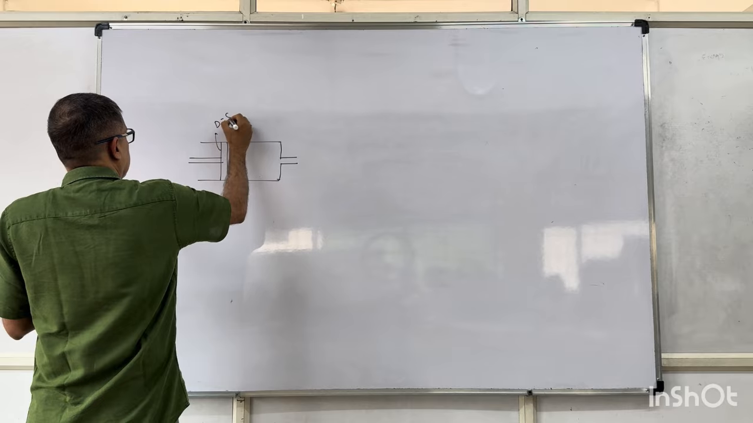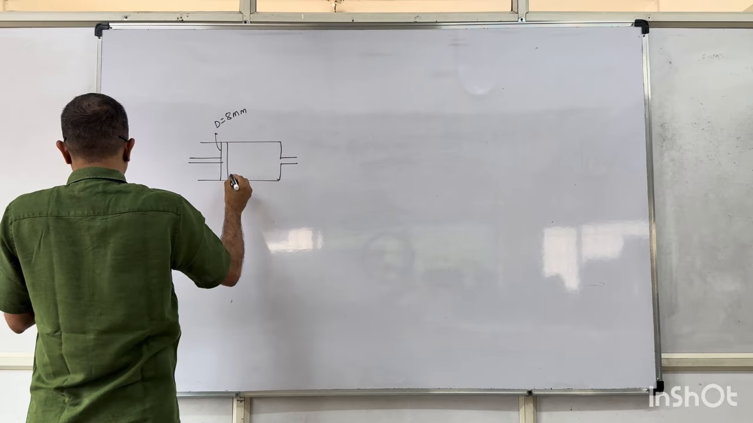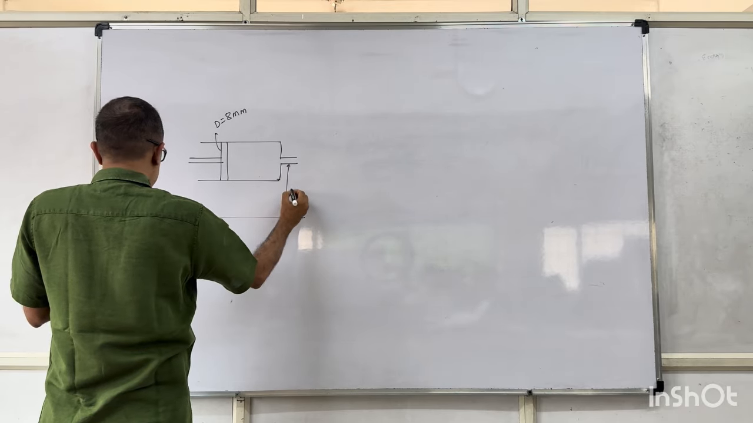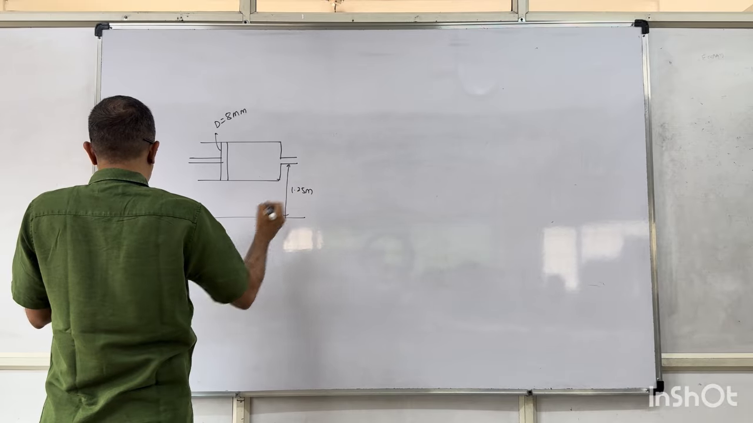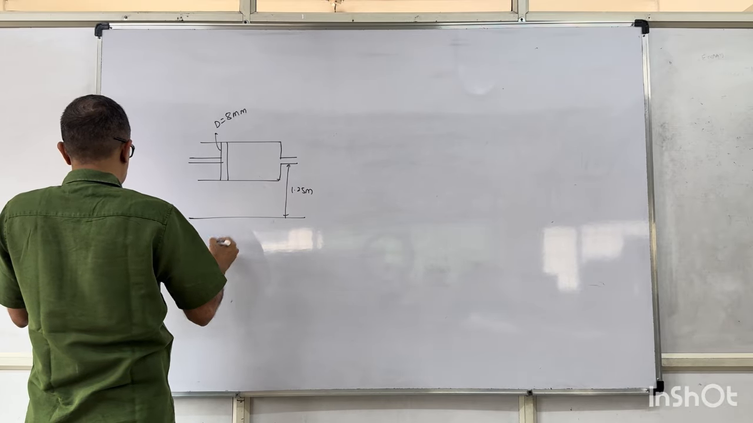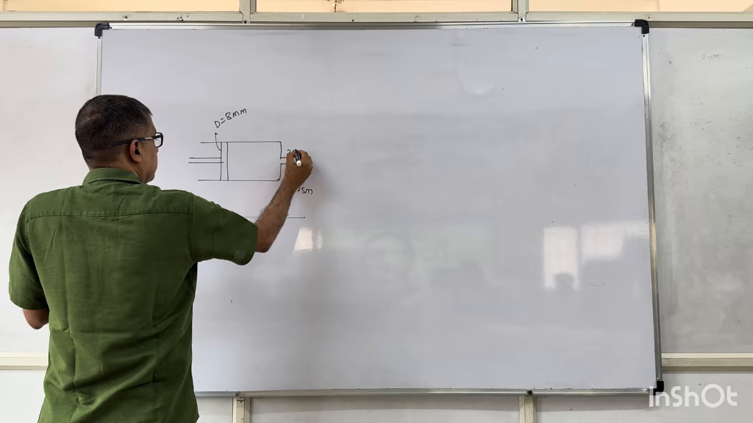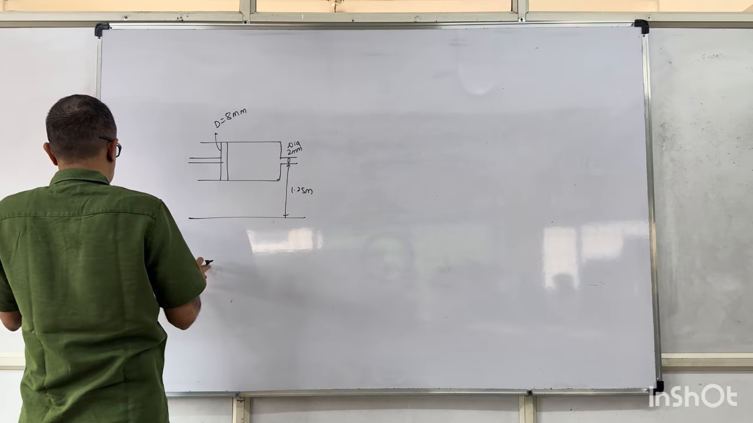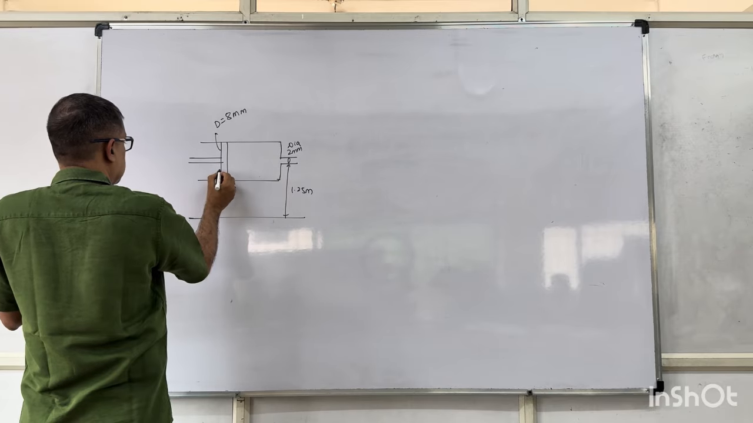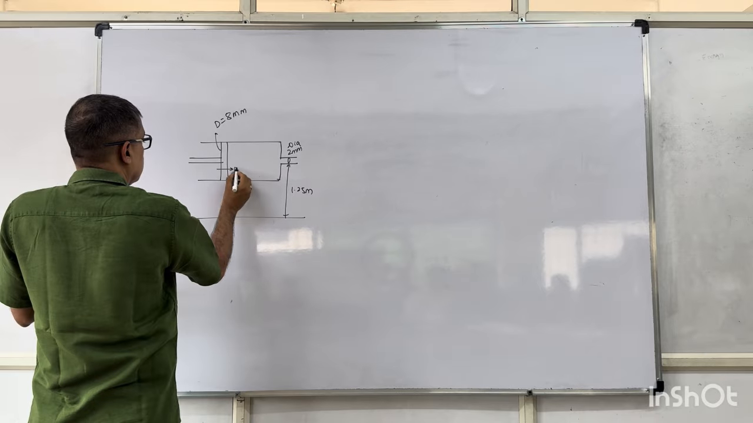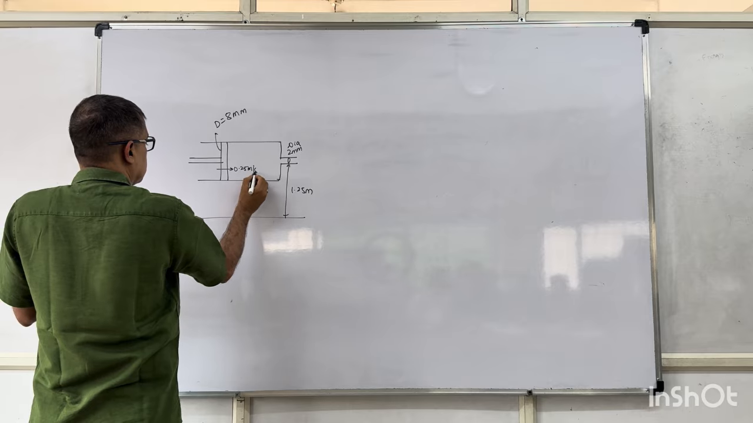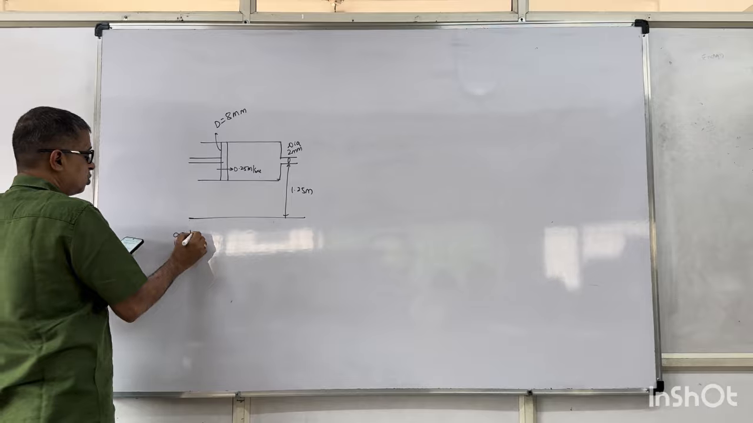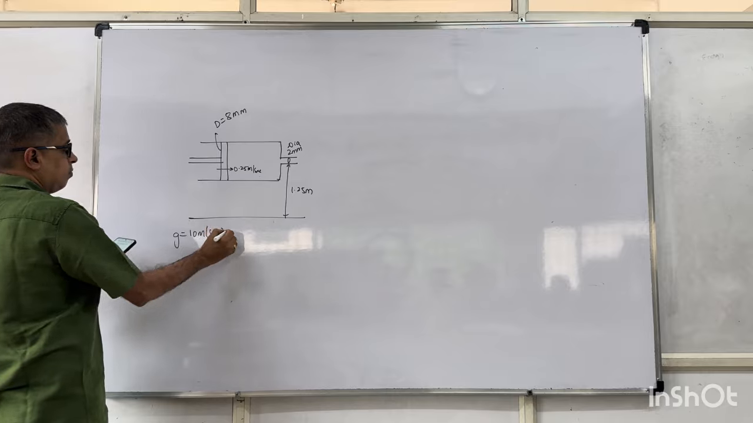This diameter is 8 millimeters. This is located at a height of 1.25 meters. Nozzle diameter is 2 millimeters. The plunger is pushed with a constant speed of 0.25 meters per second, taking g as 10 meters per second squared.